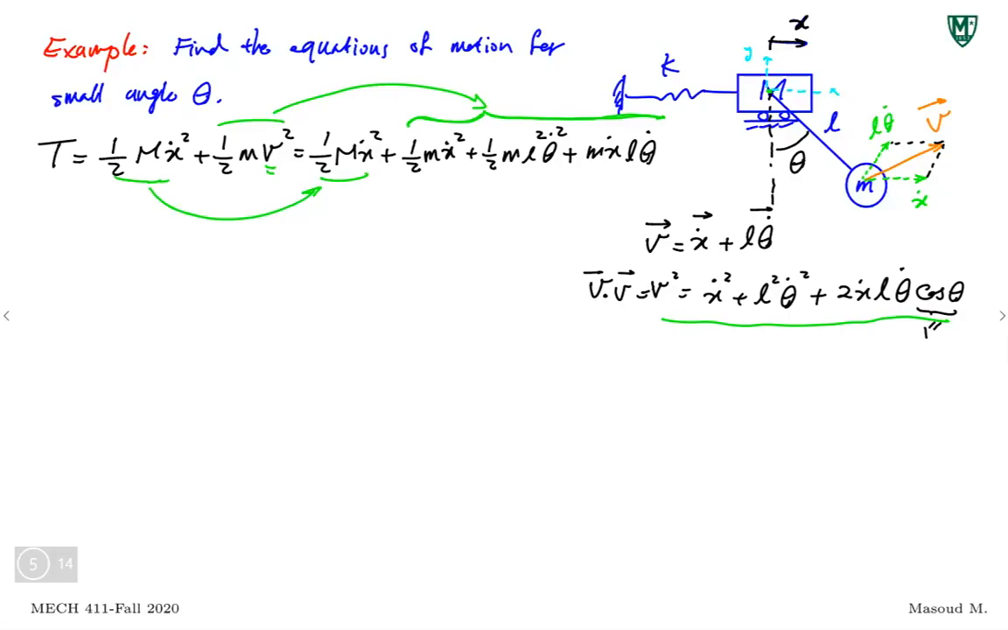All right. So that's the kinetic energy. Now, potential energy. The cart is just moving back and forth, right? There's no change in height. But we have that pendulum now. Remember when we were talking about the pendulum all the way at the beginning of the semester?